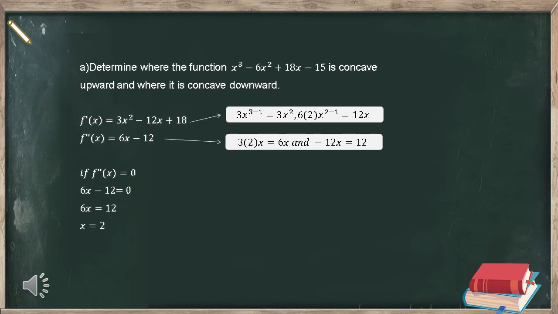Now set it equal to 0 and solve: 6x minus 12 equal to 0, so we move negative 12 to the right and then we get 6x equal to 12. We move 6 to the right, so x equals 12 divided by 6, and the answer is 2.